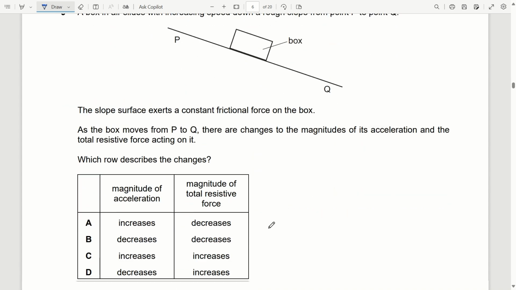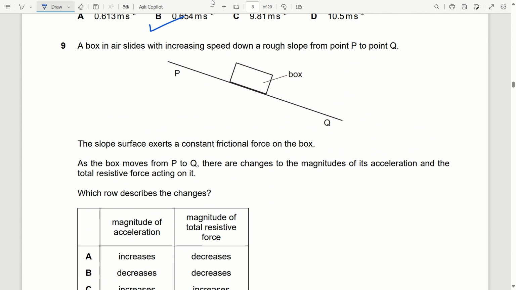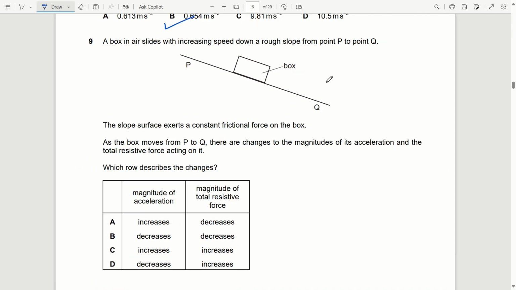Question 9. A box in air slides with increasing speed down a slope from P to Q. The slope surface exerts a constant frictional force on the box. As the box moves from P to Q, there are changes to the magnitude of its acceleration and total resistive force. We know that as the object is coming down the slope, which is offering a frictional force, its speed will increase due to acceleration, but due to frictional force, an opposing force will be provided, so its magnitude of acceleration will decrease.